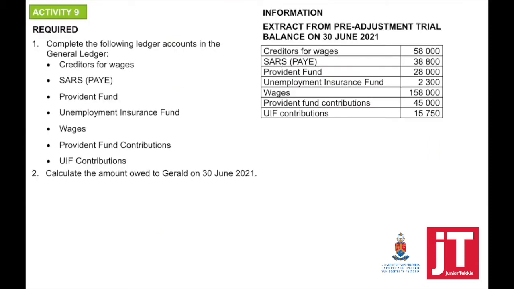Now, if we look at activity 9, what is required? Complete the following ledger accounts in the general ledger. So we have to complete creditors for wages, SARS pay-as-you-earn, Provident Fund, Unemployment Insurance Fund, wages, Provident Fund contribution, UIF contributions, and then question number 2, calculate the amount owed to Gerald on the 30 June 2021.